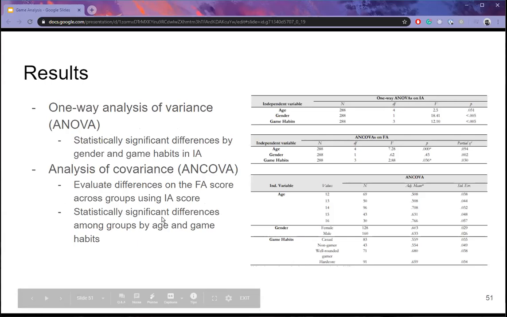And here we see the different types of analysis towards the end. As shown here, there is a statistical significance between the gender and game habits in the initial assessment, as shown by the less than 0.05 p-value for both gender and game habits. And similarly, for the final assessment score, there was statistical significance between the groups of age and game habits, as shown by the p-value. Move on.